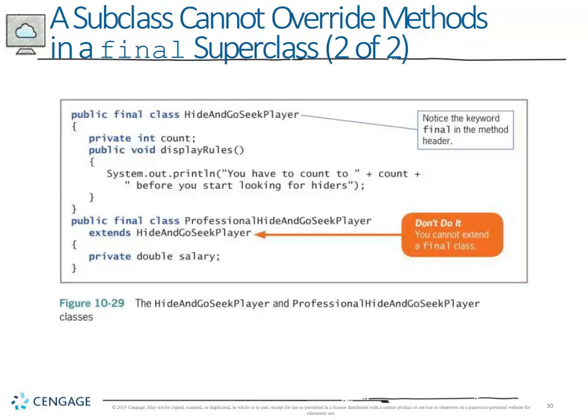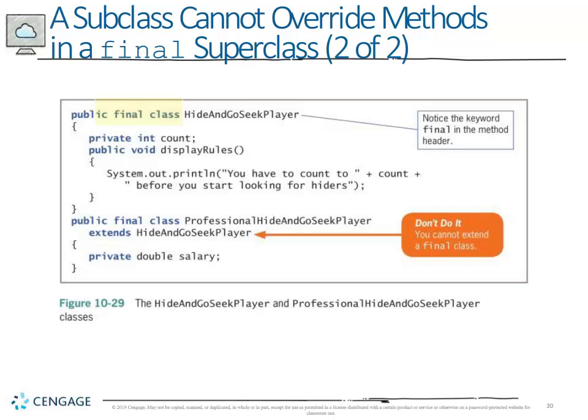You can also declare a class as final. If you declare a class as final, all of its methods are final regardless of which access modifier precedes the method name, and a final class cannot be a parent class. This figure shows two classes, Hide and GoSeekPlay. That is a final class because we have the keyword final in the class header.